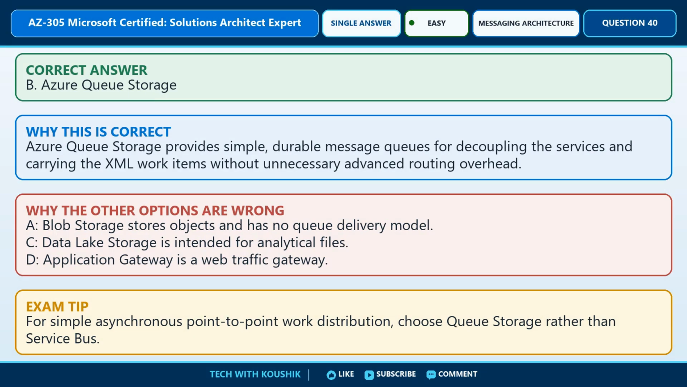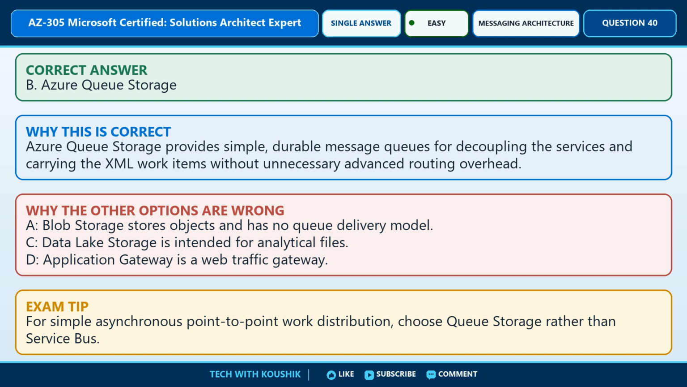In this case, select option B, Azure Queue Storage. The key reason is Azure Queue Storage provides simple, durable message queues for decoupling the services and carrying the XML work items without unnecessary advanced routing overhead.